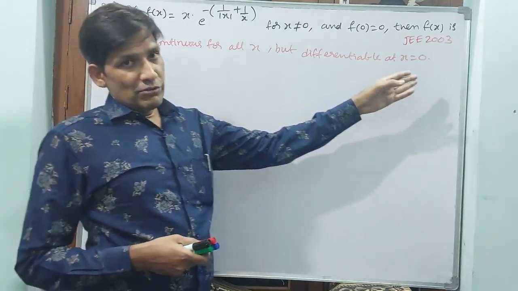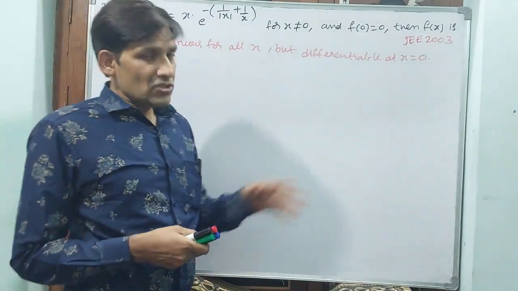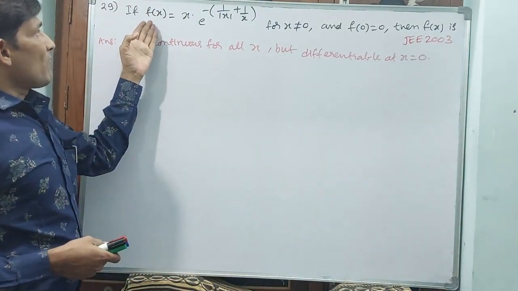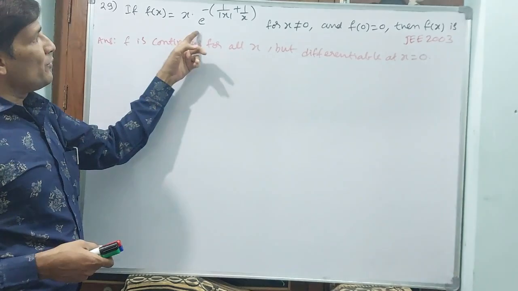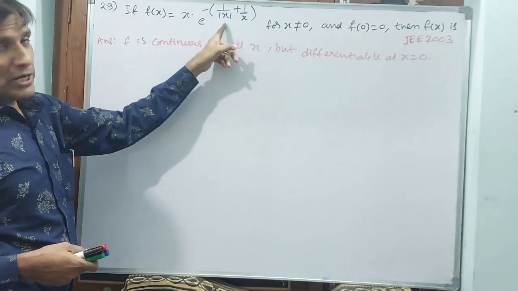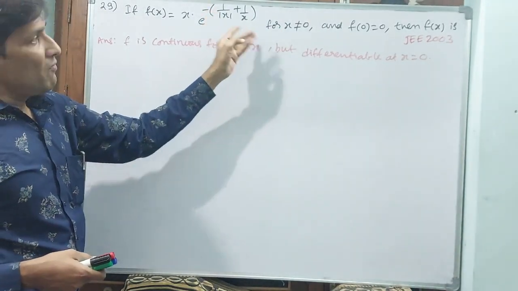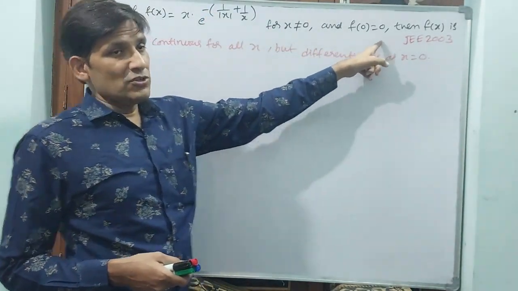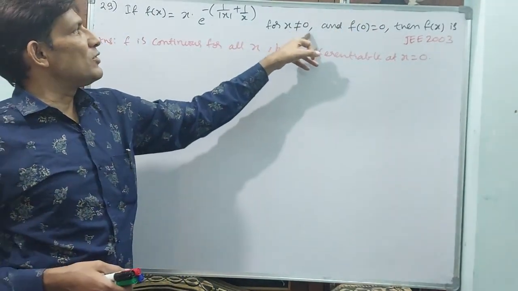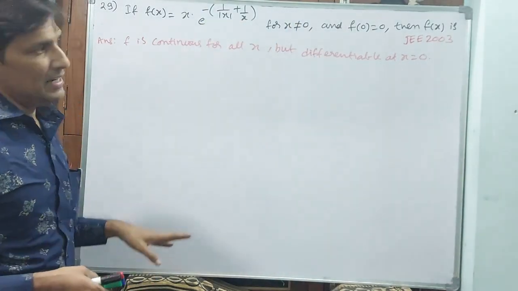This is also a JEE question. I think 2 questions we have already done in the last class, and this is also a JEE question, JEE 2003. See what they have given. If f(x) = x e^(-(1/|x| + 1/x)), where this is the modulus, for x not equal to 0. When x is equal to 0, the function is 0. See, f(0) = 0 means when x is equal to 0, the function is 0. When x is not equal to 0, then the function is like that.